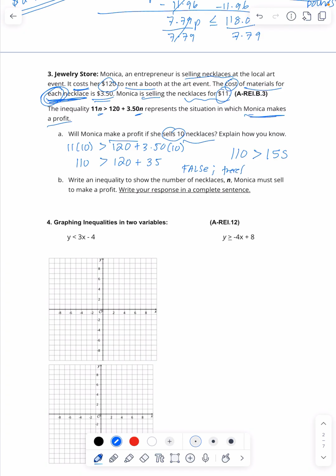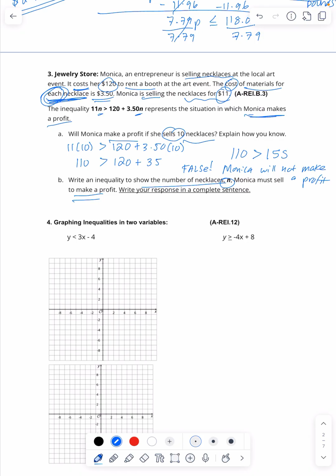So it's false. So in this case, we could say that Monica will not make a profit. No, she would not make a profit in this case. So now the second question is asking us to write an inequality to show the number of necklaces that she must sell to make a profit. So in this case, with 10 necklaces, we know she's not going to make a profit.